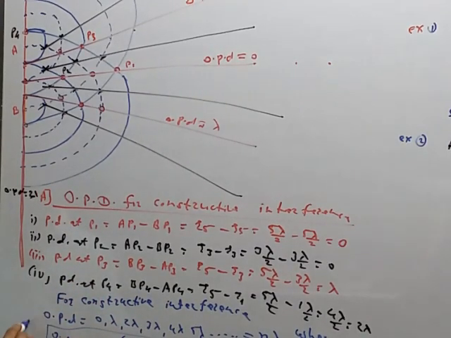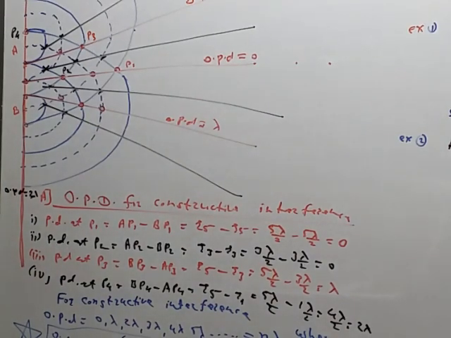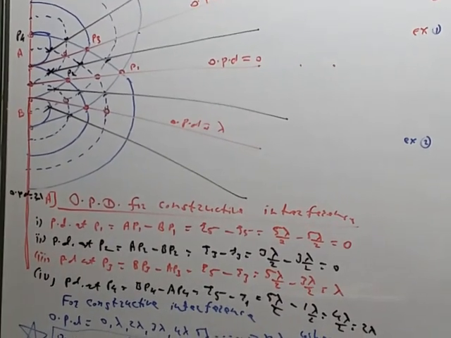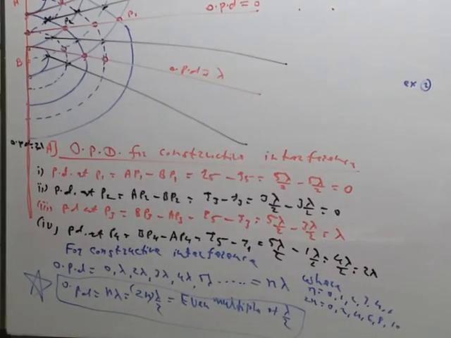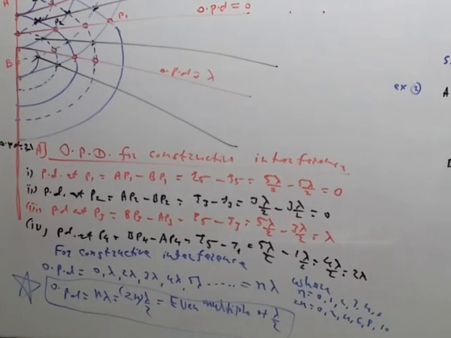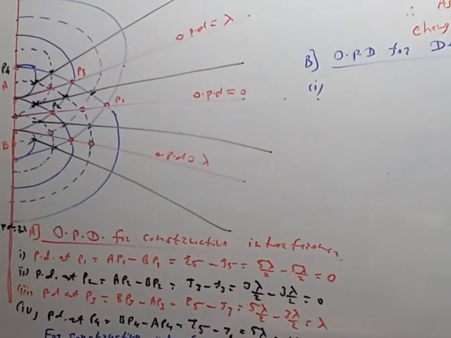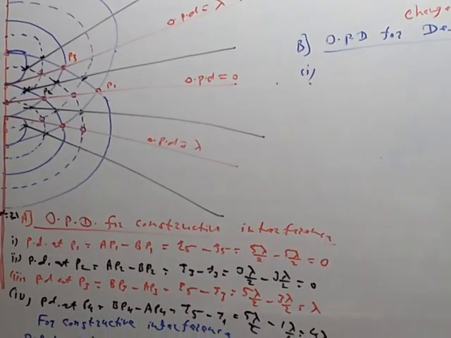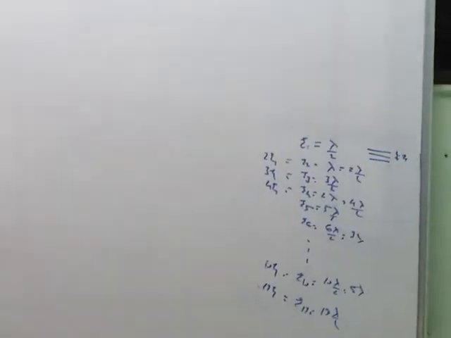So this is the first part. Now let us see the condition of optical path difference for destructive interference. So this is the very important use of this figure. We can calculate the values of optical path difference for the points of constructive interference and for the points of destructive interference, and here we are using this scale.